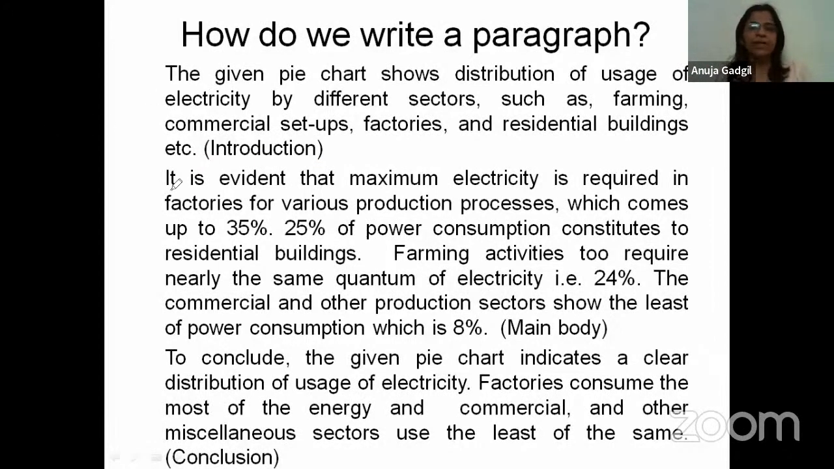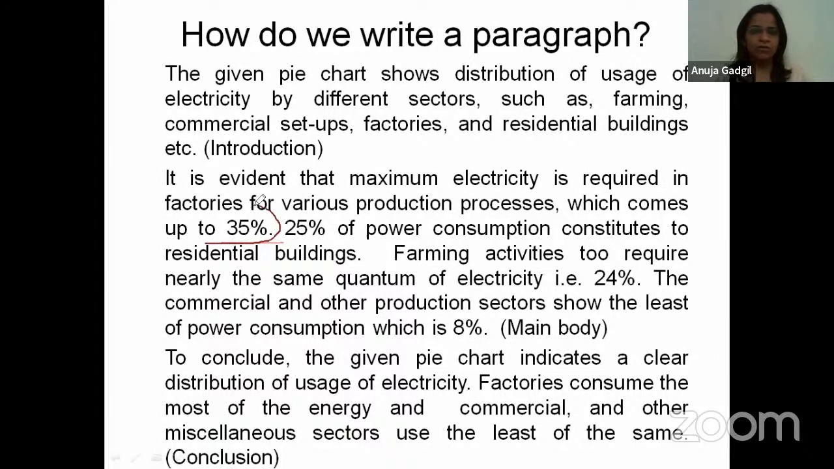Next, the main body. Whatever we discussed and whatever you answered me, let us write that here. Now, use different words. Don't just keep on using the same words. Agriculture uses 25%, farming uses or consumes 30% of electricity, then residential houses use 40% of it. Give it a combination of different words. You need to learn the art of playing with words. You have to learn new vocabulary so that you can use it here. So it is evident that maximum electricity is required in factories for various production processes, which comes up to 35%.